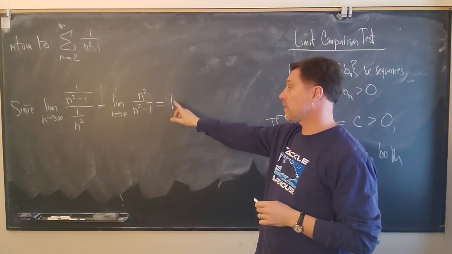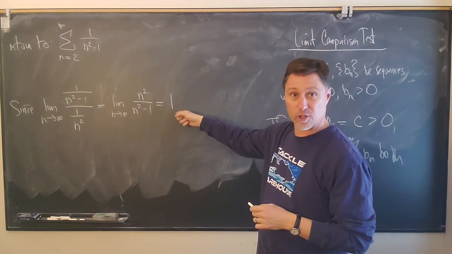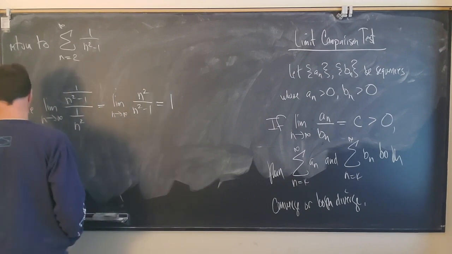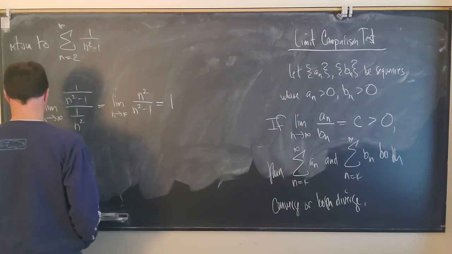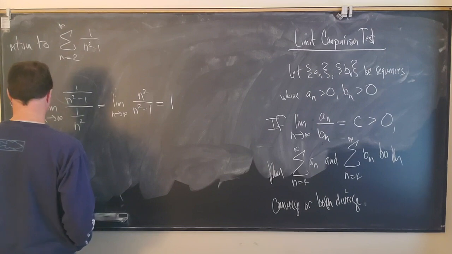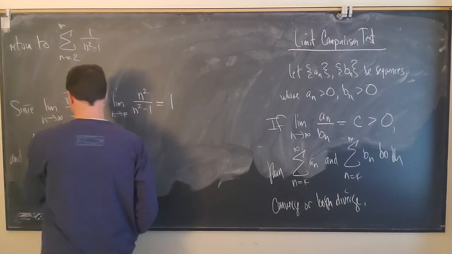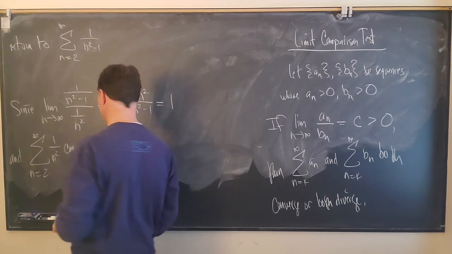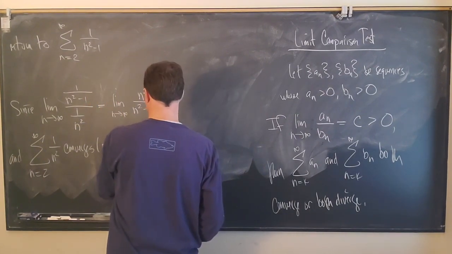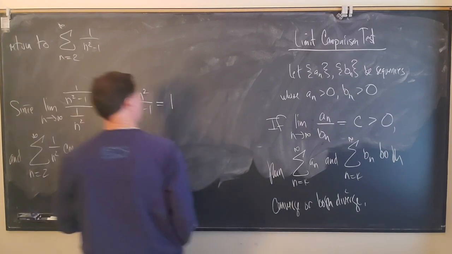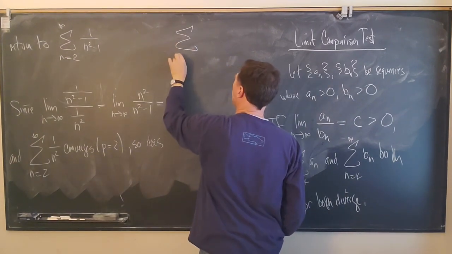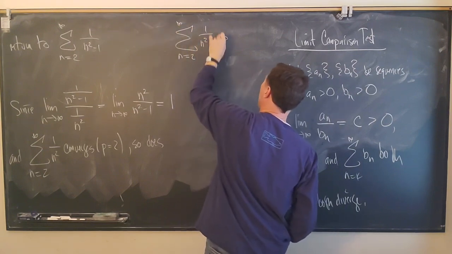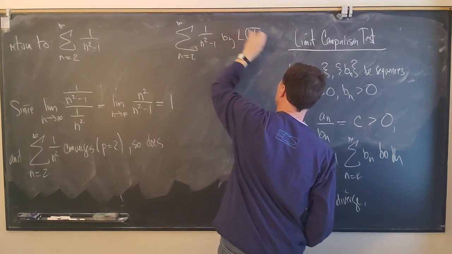So since the limit equals a positive constant, here's our c value, and 1 is greater than 0, and the sum n equals 2 to infinity of 1 over n squared converges, because it's a p series where p is 2, so does our original series, the sum n equals 2 to infinity of 1 over n squared minus 1, by the limit comparison test.